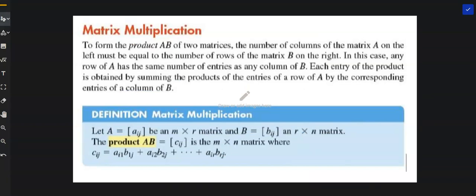Now, we need to understand matrix multiplication, and it is not as easy as the addition and subtraction.